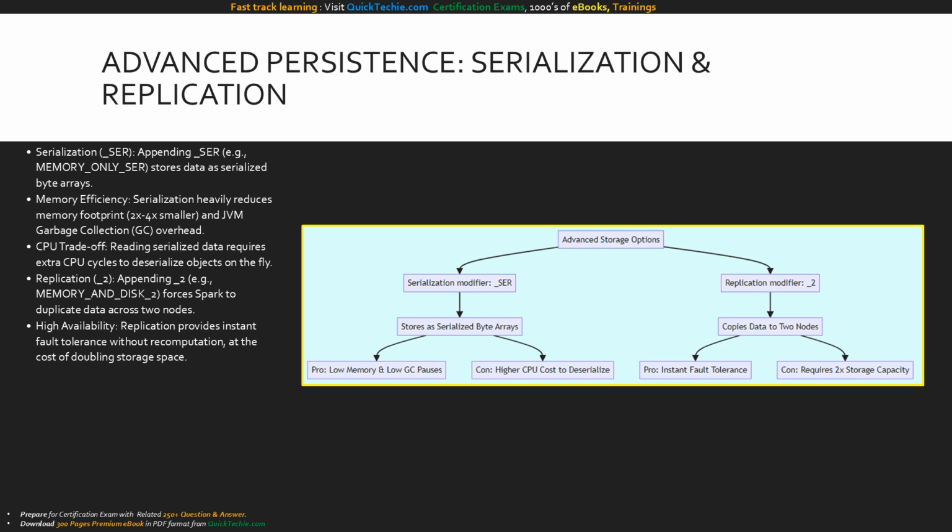On the right side, we explore replication, which physically copies data over the network to two distinct nodes. The massive advantage here is instant fault tolerance in highly volatile clusters, but the glaring cost is that it absolutely doubles your cluster storage requirements. By visually separating these trade-offs, you as a data engineer can make highly precise, calculated decisions based on whether your specific cluster architecture is currently CPU-bound or memory-bound.